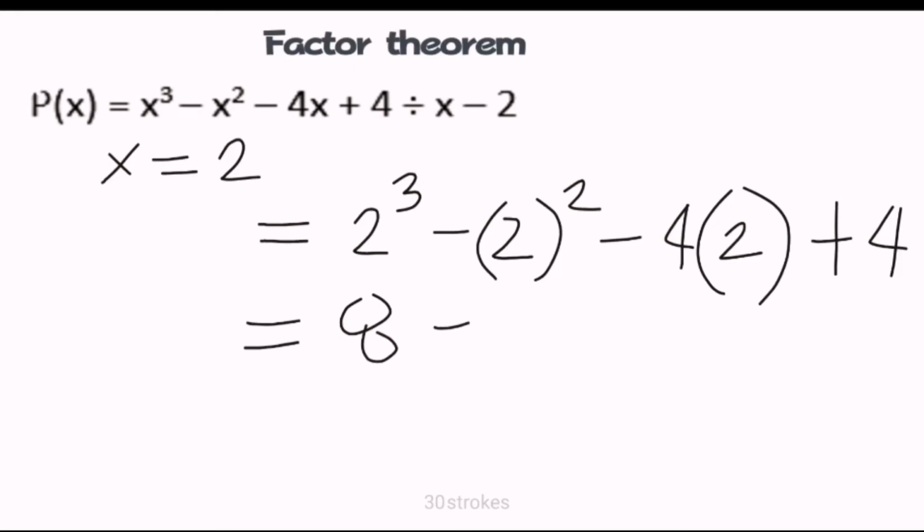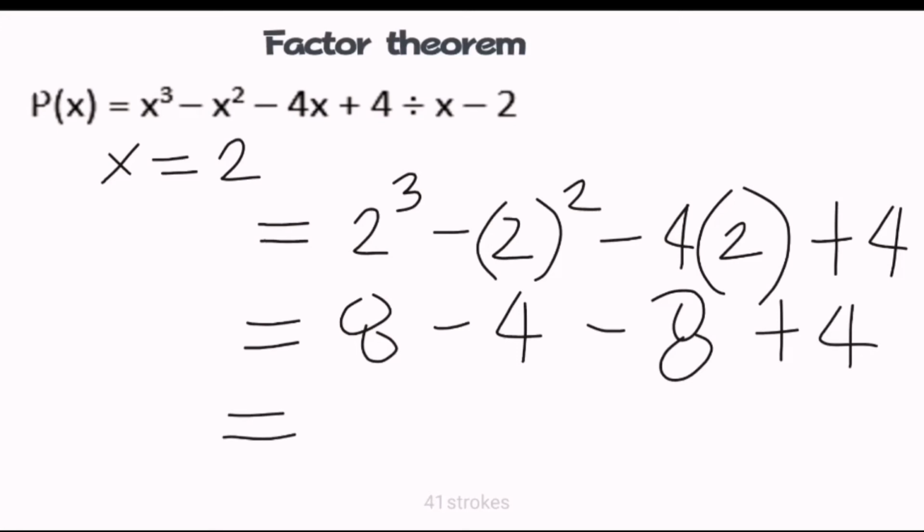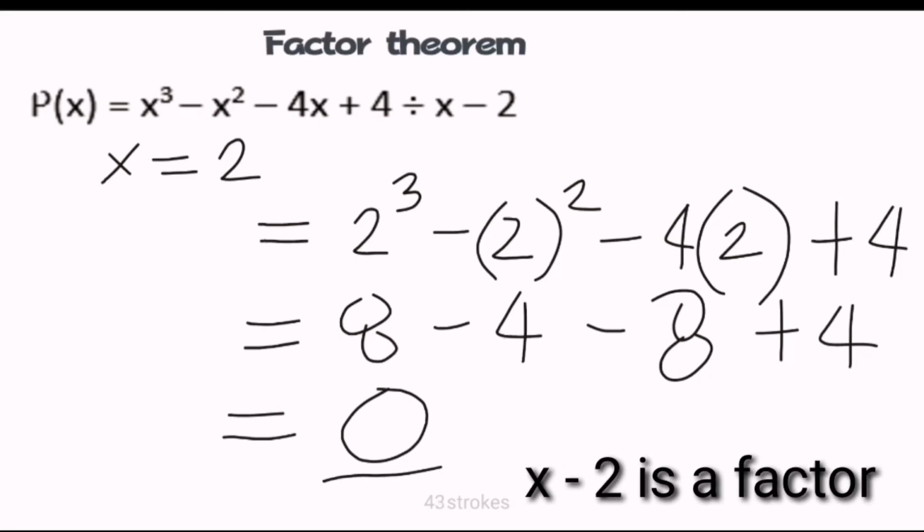minus 2 raised to the second power is 4, minus 4 times 2 is 8, plus 4. 8 minus 4 is 4, minus 8 is negative 4. Negative 4 plus 4 is 0. So it only proves that this x minus 2 is a factor of this polynomial.